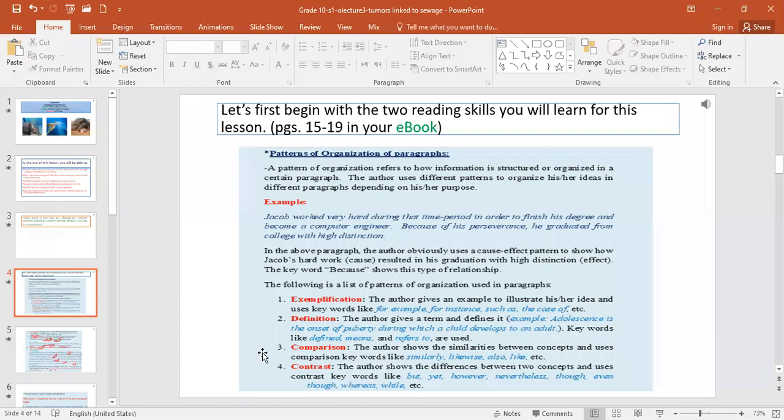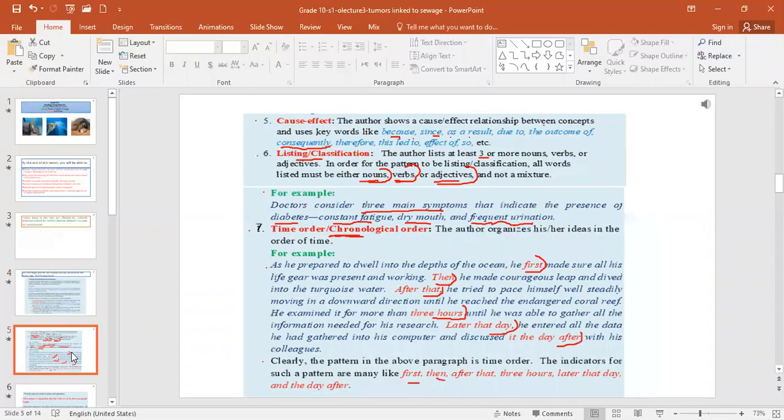Number 3, comparison pattern, where the author shows the similarities between two different concepts or ideas using words like similarly, likewise, also, like, okay? Number 4, the contrast pattern. The author shows the difference between two concepts and uses contrast words like but, yet, however, nevertheless, though, even though, whereas, while, etc. Okay?